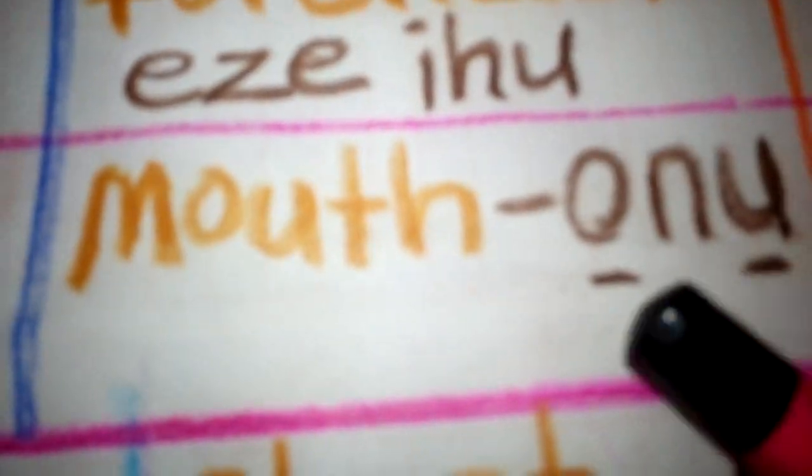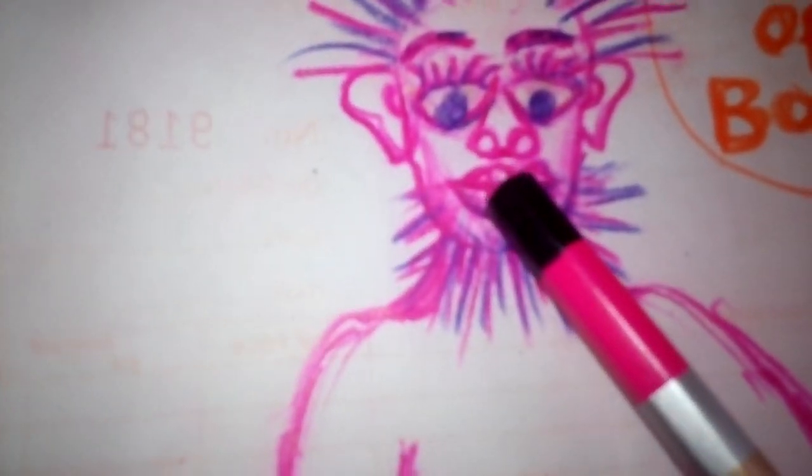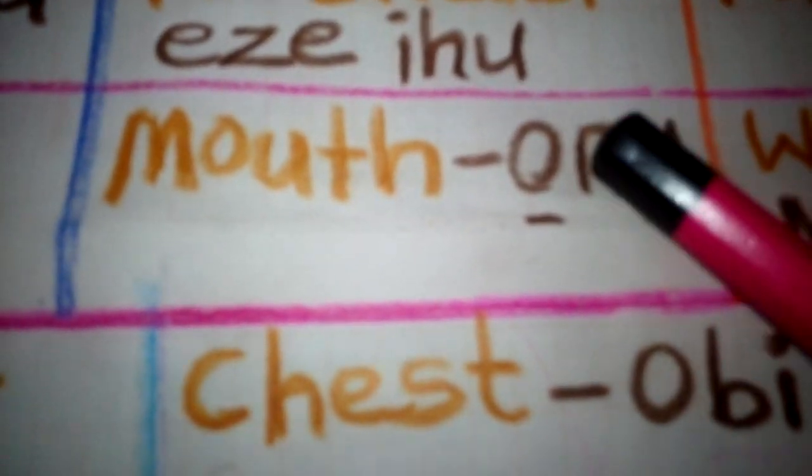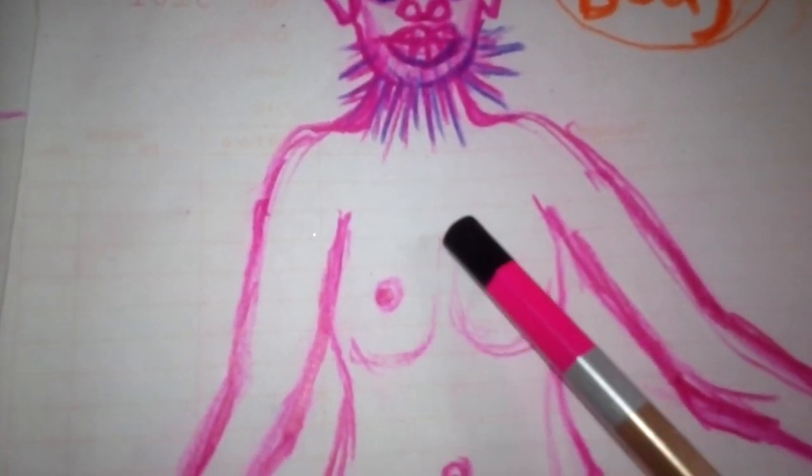Mouth, onu. Onu is what you use for talking. This is mouth. Chest, obi. Obi is here. Your chest is here.